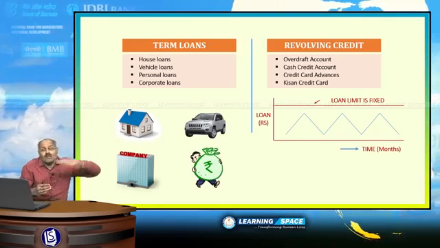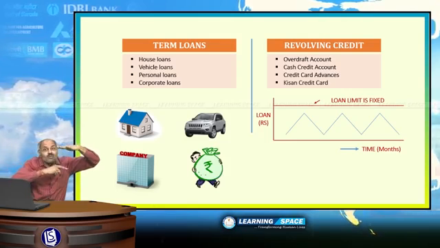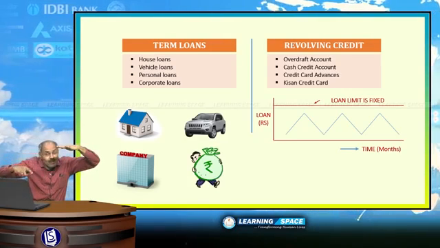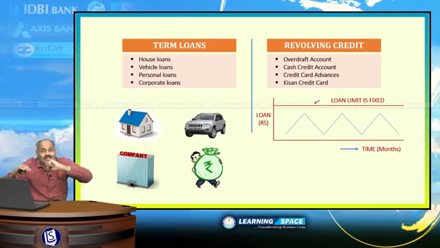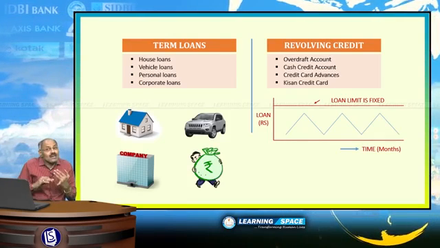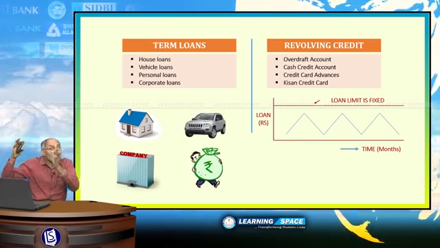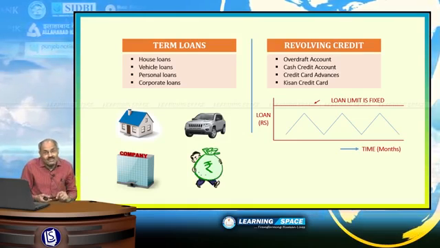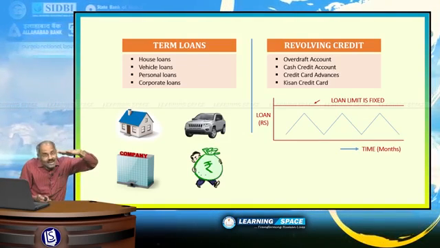Revolving credit is where the limit is given, and depending on your requirement, you will take from the bank and pay back, take and pay back, take and pay back, subject to the limit. So the examples of revolving credit are overdraft account, cash credit account, credit cards, then Kisan credit cards. These are all examples of revolving credit. Please don't forget, the limit is given. You can borrow up to the limit, right?